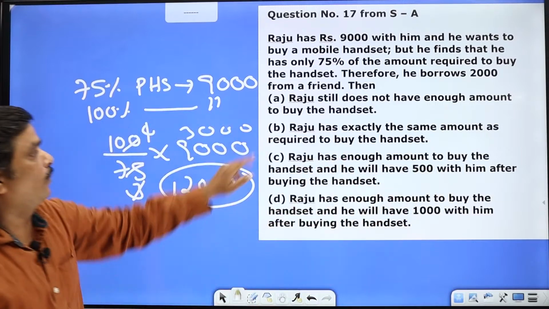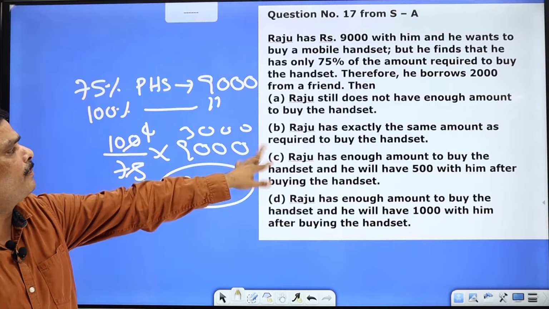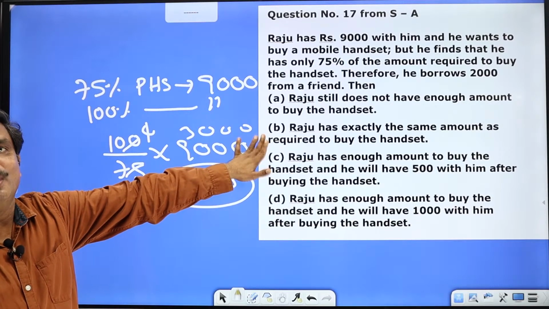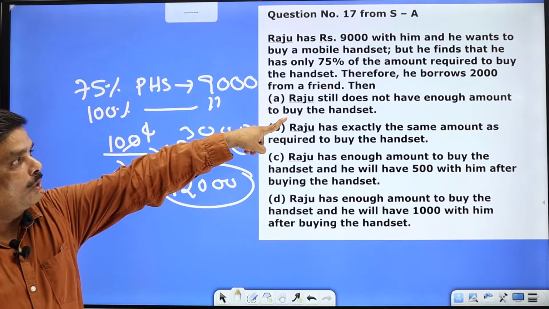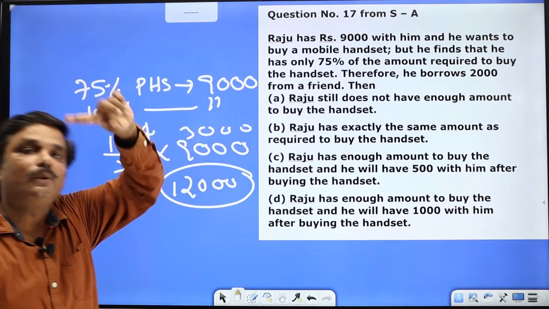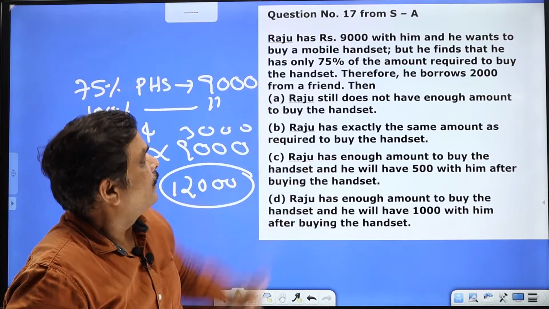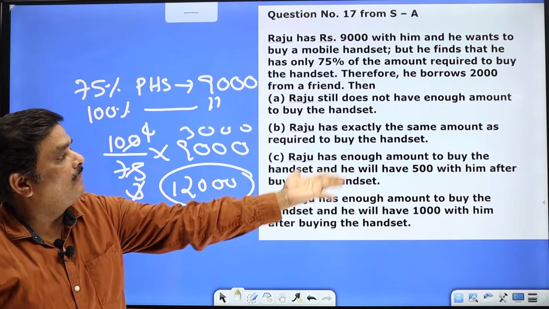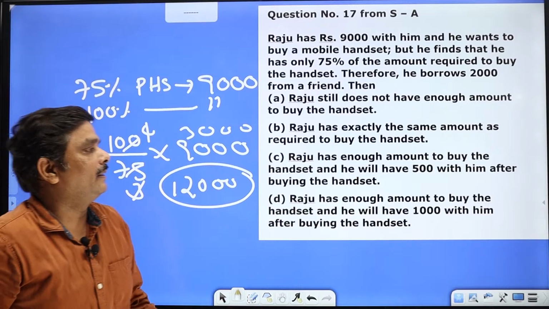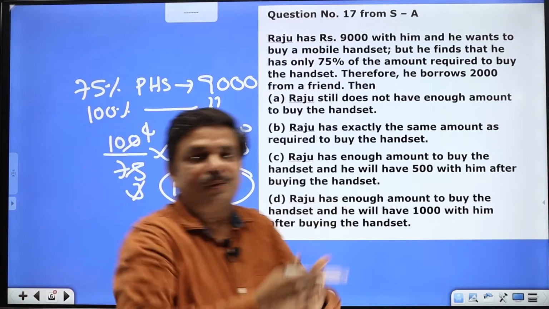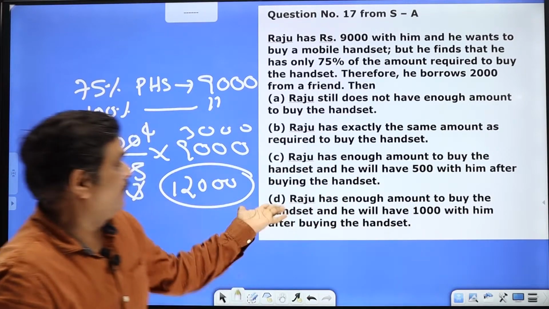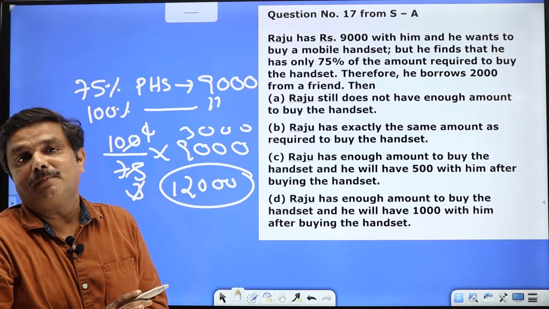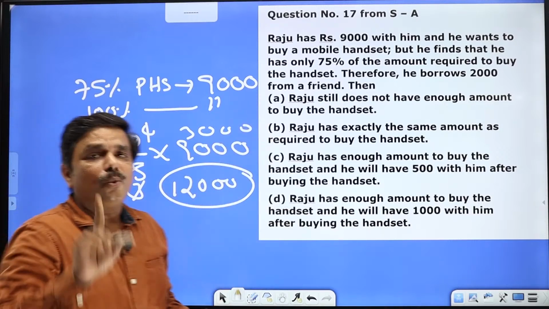Go for the second one. Raju has exactly the same amount of required money. No. Exactly the same means he would have borrowed how much money? 3,000 rupees he would have borrowed. No. Next, Raju has enough amount to buy the handset, and he will have 500 with him after buying the handset. That means excess amount is there. He is saying indirectly no. Even the fourth one is also not possible. My answer is option number 1 is the right one.